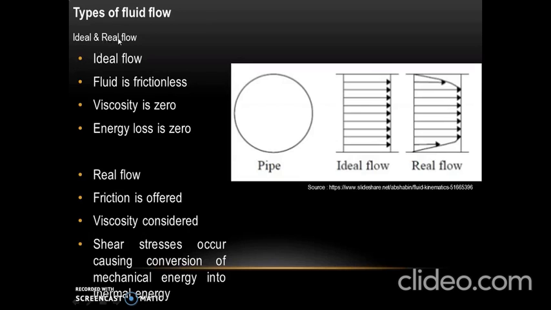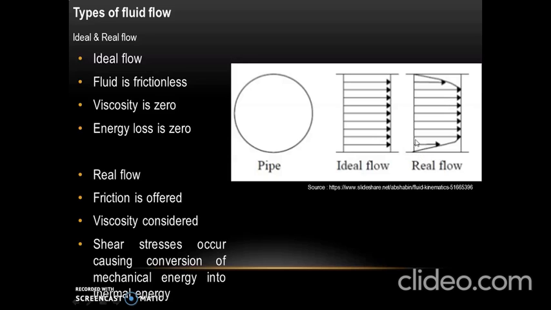First one is ideal and real flow. Consider a pipe in which there is a flow of liquid. For ideal flow, there won't be any friction offered by the material of the pipe to the liquid. So fluid will be frictionless and viscosity will also be equal to 0, and hence energy loss is 0 for ideal flow.